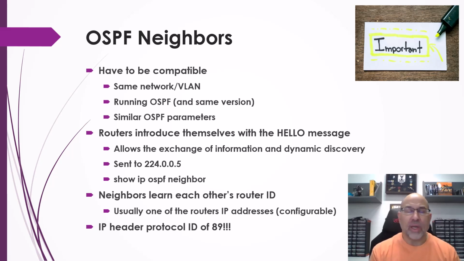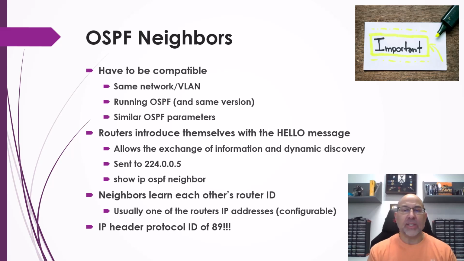Now, how do you know if all of that is set up correctly? Well, routers introduce themselves to potential neighbors via the hello message. So the hello message has your configuration items in it and some details about you. And so a potential neighbor will see that, compare what it knows, and then it'll send out a hello message as well. Now, the hello messages are sent to a special multicast address, 224.0.0.5, and you can take a look at all of this information with a show ip ospf neighbor command in your router.